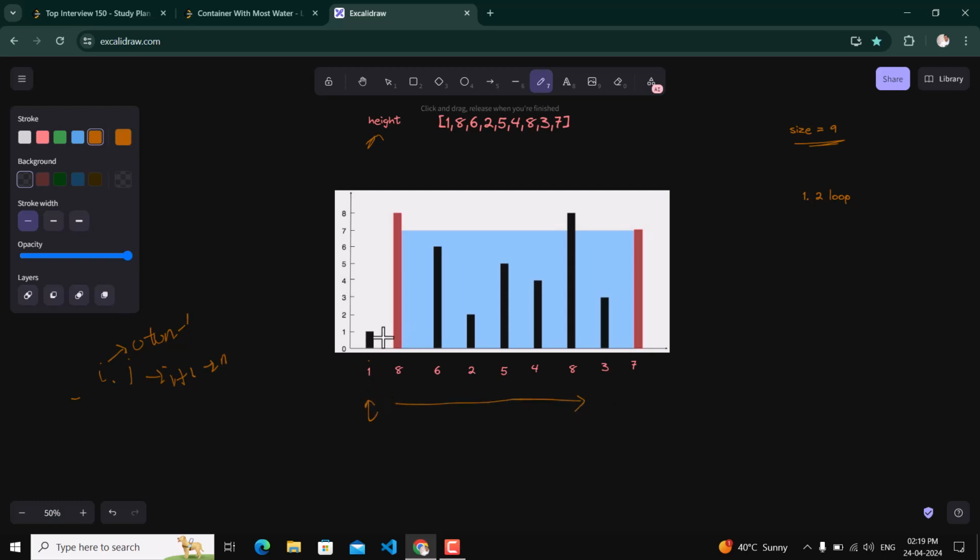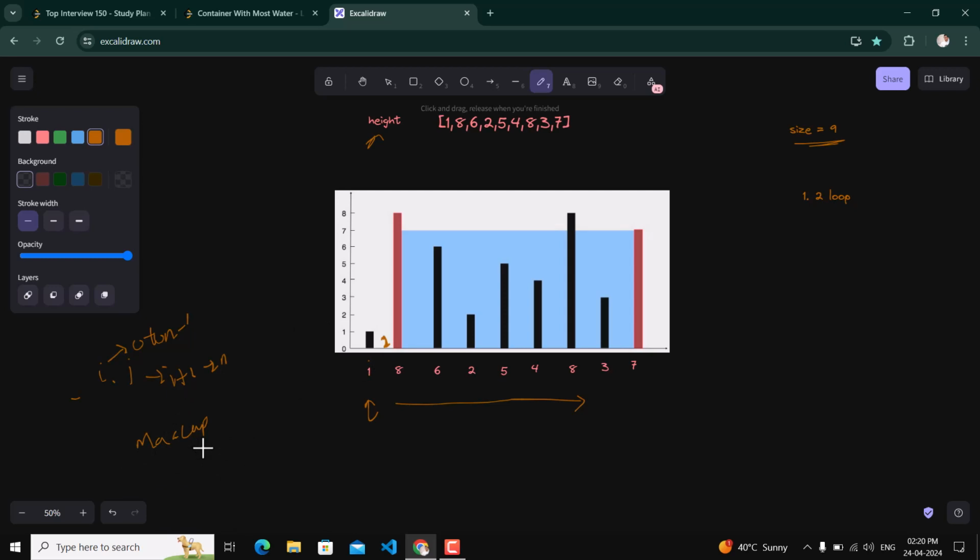For each vertical distance, it will be 1 unit, so we take this as 1 unit. For each i, j will iterate from i plus 1 to n minus 1, and for each pair of bars it will calculate the water it can store. We will store that in a variable called maximum capacity. Each time we compute the amount of water we can store in the current two bars and check it against the maximum capacity. If it is greater, we replace the value of this variable.